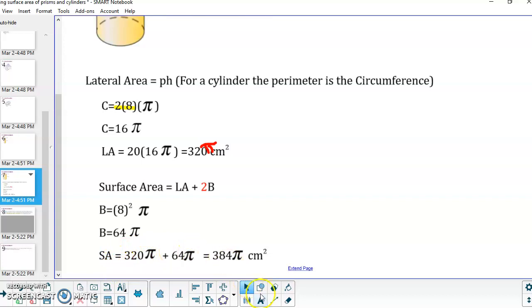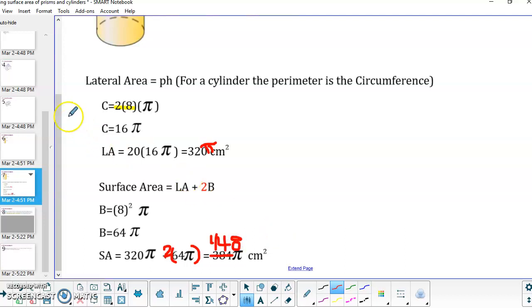And then I'm going to need to have two of those bases. So I'm going to actually need to multiply this by 2. And then that's going to, of course, ruin this piece too. So in my calculator, I would put in 320, and then I would add 2 times 64 to get 448. 448 pi would be my answer. Oh, that looks atrocious.